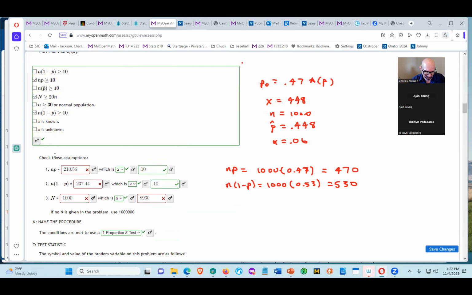So it says if no N is given, oh, and I know that there are issues on this one. I've had a lot of students come to me and say, there's no big N given, and I used 1 million the way they said, and then they marked it wrong. But it is supposed to be a million according to their instructions. Now that this is saying they would accept 1 million.